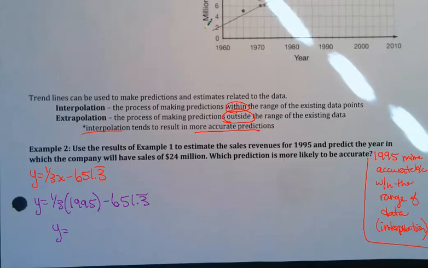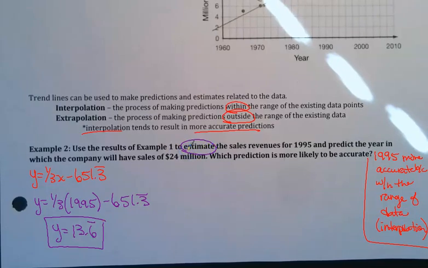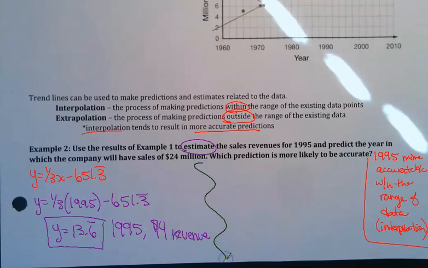Okay, good. 13.66. Okay, so there is our y. For what year? 1995. Okay, so, and we're supposed to estimate. Okay, so we could say in 1995, it was about $14 million revenue. Did you get about 14 million?